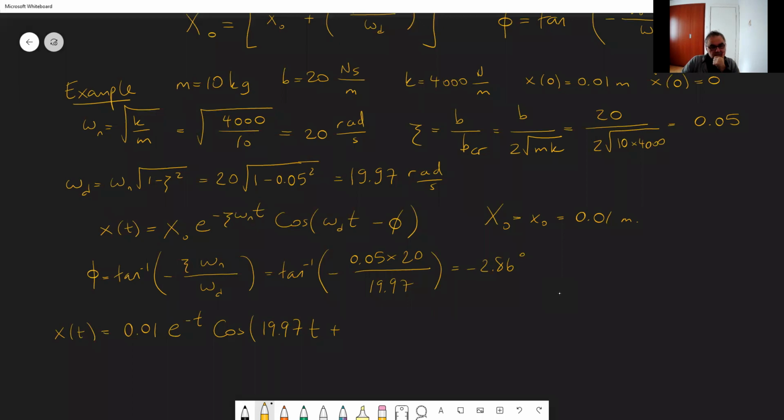But you can write it as 2.86 times, how do you convert it to radians? Pi over 180, something like this. Yeah. So this is the solution, for example, for this case.